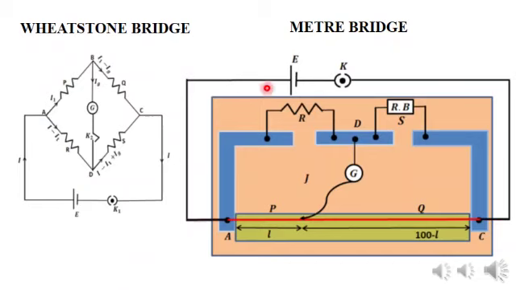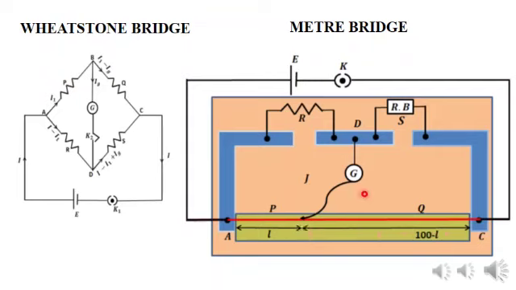Meter bridge. It is the simplest practical application of Wheatstone bridge. Meter bridge is used to measure the unknown resistance.